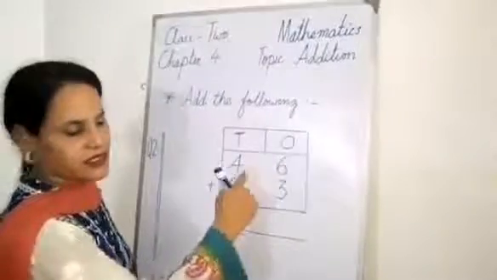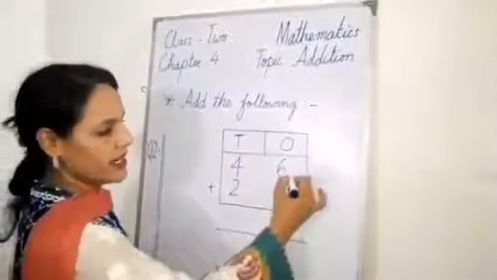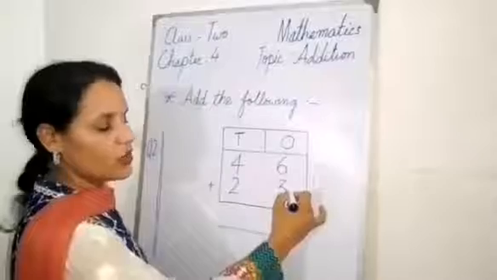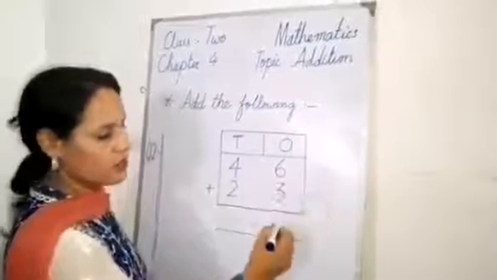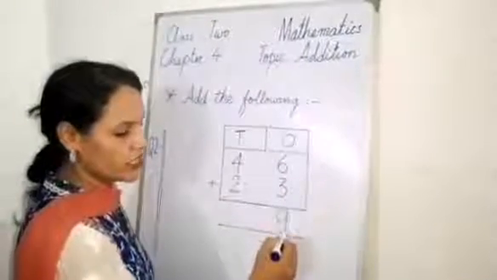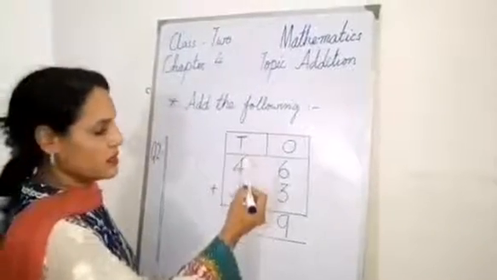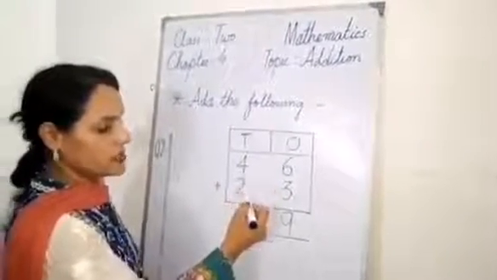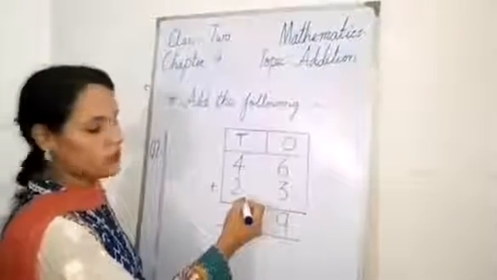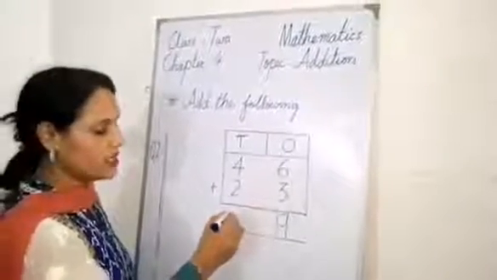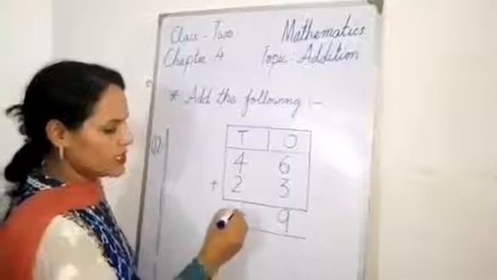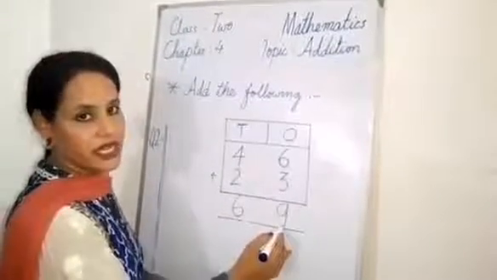Ones and tens. 6 plus 3. What will be the answer? The answer will be 9. So we will write here number 9. Now we will add tens. 4 plus 2. So what will be the answer? The answer will be 6. So complete answer is 69.